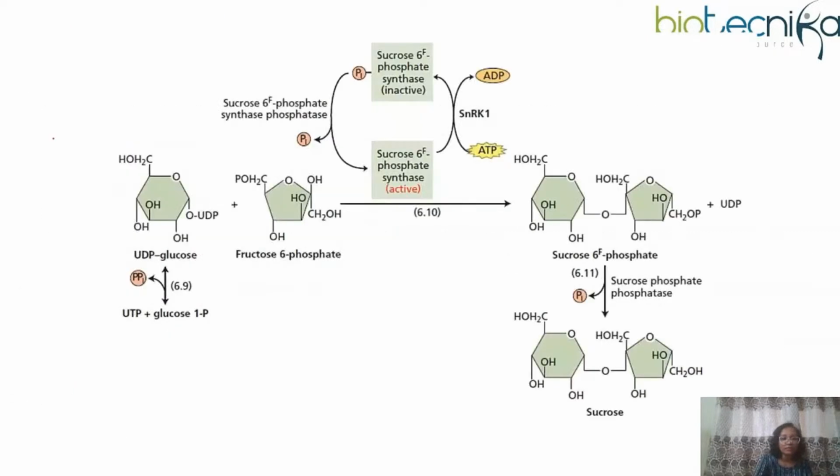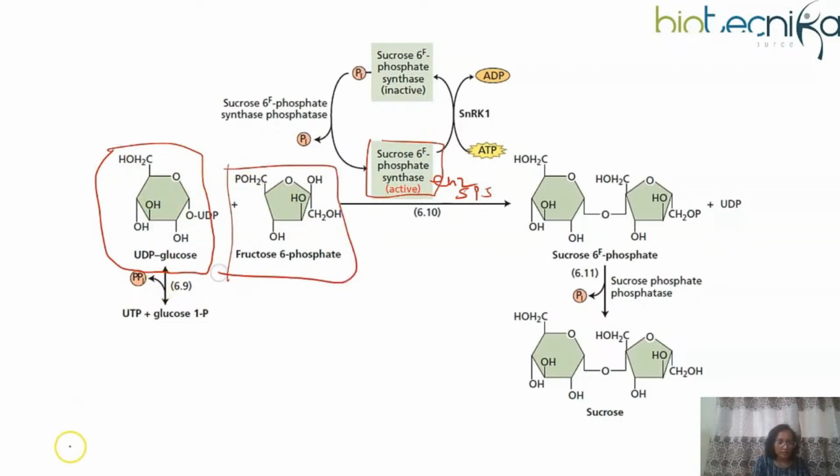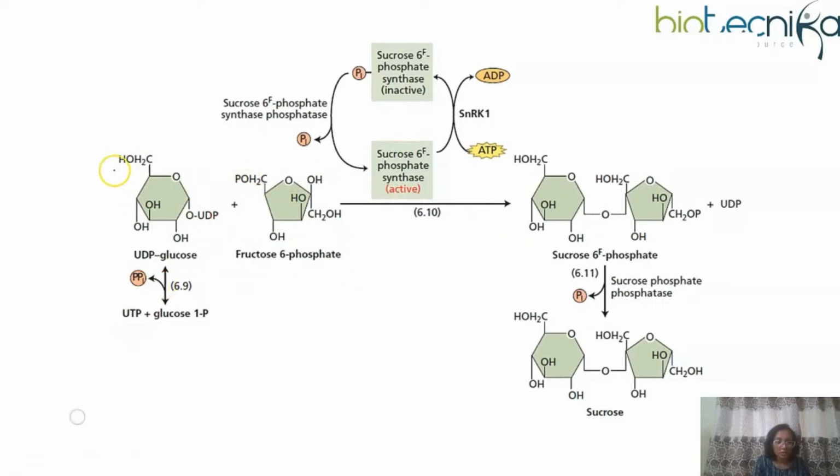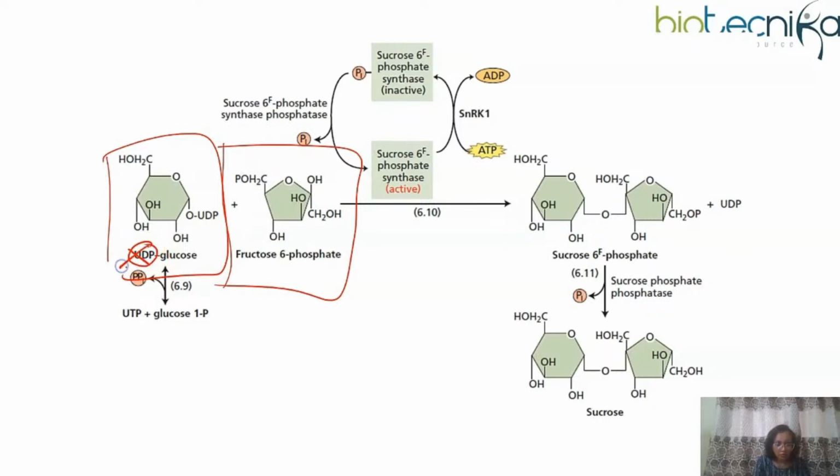So the reaction goes something like this. See, here is sucrose phosphate synthase. This is our enzyme that we are talking about, SPS. The reaction that it catalyzes is UDP glucose plus fructose 6-phosphate. These two are added together. UDP is removed. UDP part gets removed and glucose and fructose 6-phosphate are added together to form sucrose 6-phosphate.